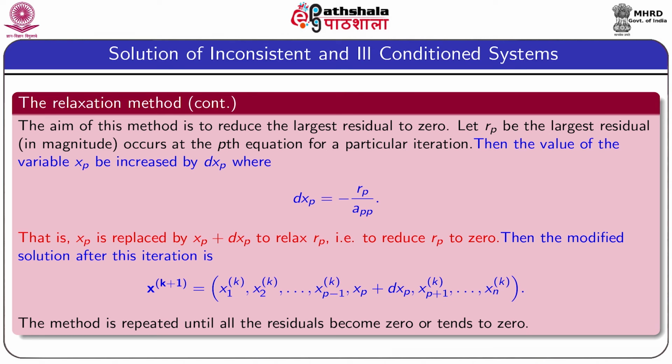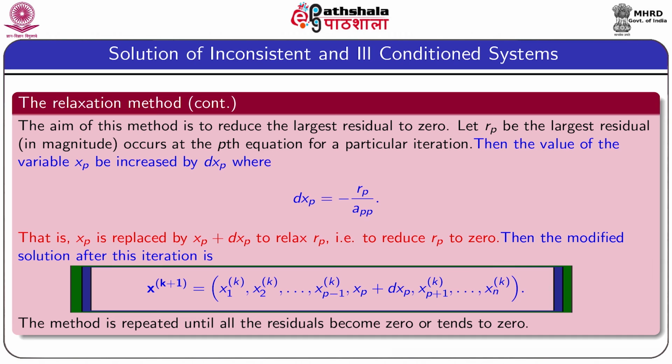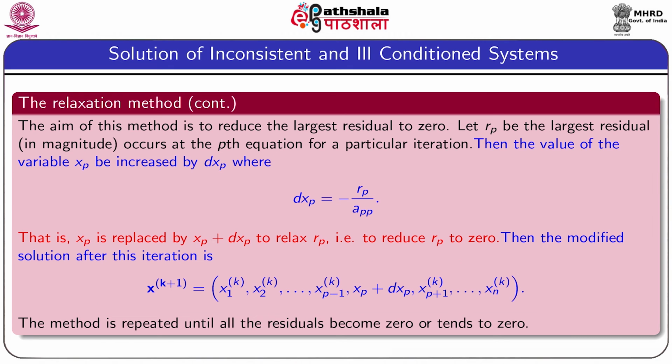Then the modified solution after this iteration is xk plus 1, that means the solution obtained at the k plus 1 iteration, which is equal to x1k, x2k up to xp minus 1 k, and the pth value is xp plus dxp, then xp plus 1 k up to xnk. So this is the k plus 1 iterated value of the given system of equations. The method is repeated until all the residuals become 0 or tend to 0. So this is the termination condition.